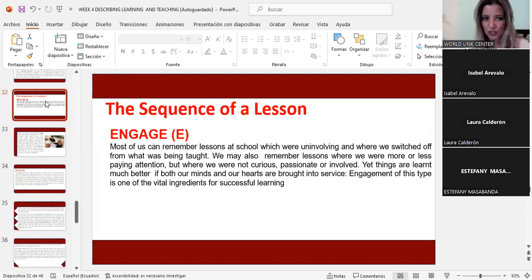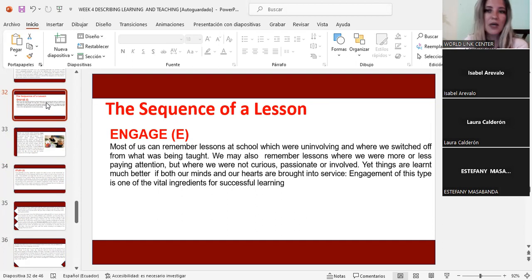Engage, what is engage for you? Most of you can remember lessons at school which were uninvolving and where we switched off from what was being taught. We may also remember lessons where we were more or less paying attention, but where we were not curious, passionate, or involved yet. Things are learned much better when both our minds and our hearts are brought into service. Engagement of this type is one of the vital ingredients for successful learning.